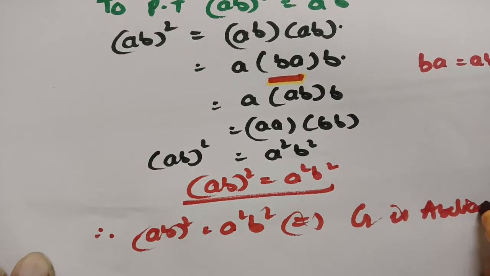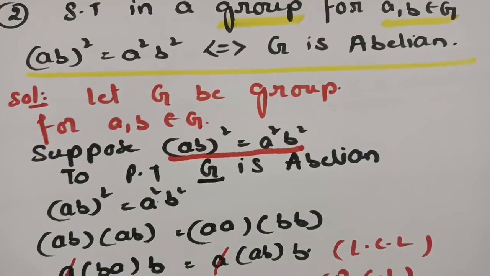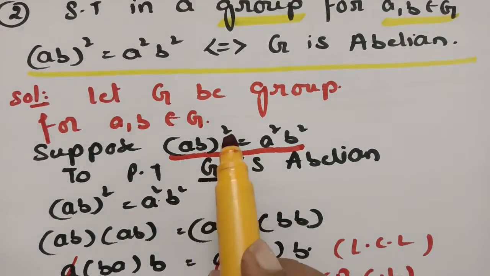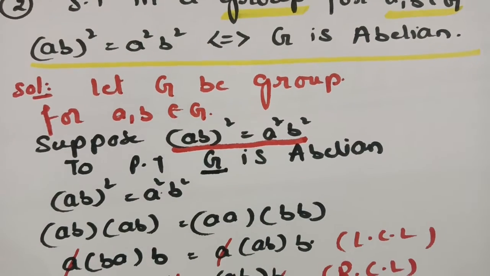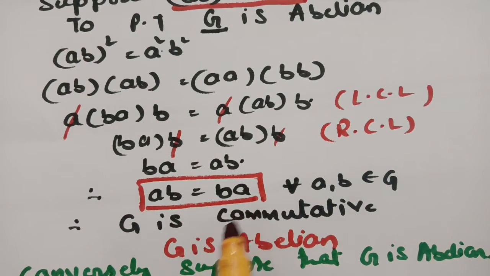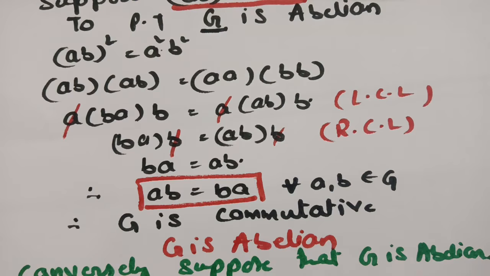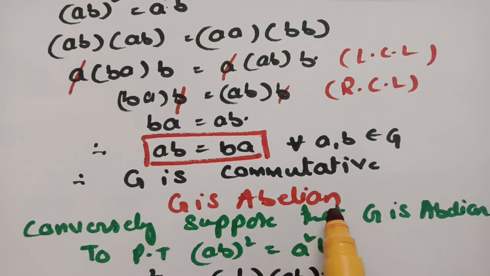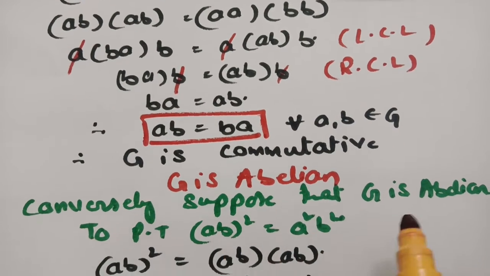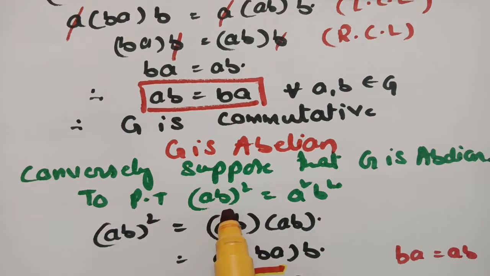So the if and only if case has two parts. The first thing is we suppose (AB) whole square is equal to A square into B square, and we show that it satisfies the commutative law, as G is already a group, and therefore G is abelian. Now conversely, suppose that G is abelian, and we have to prove that (AB) whole square is equal to A square into B square.